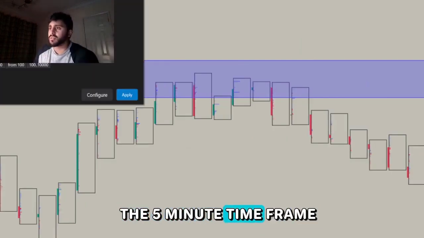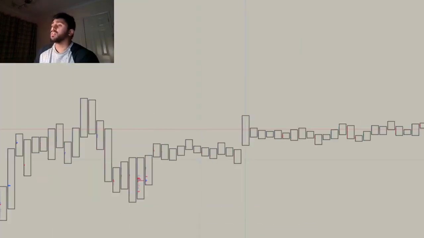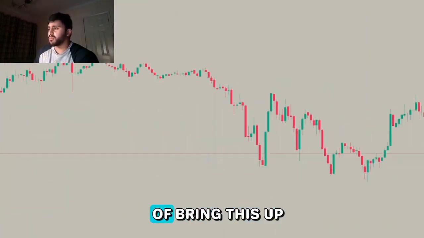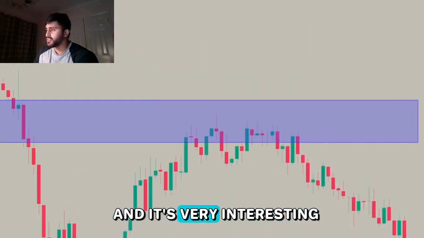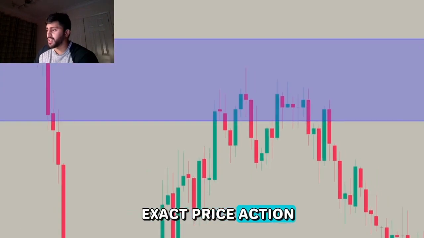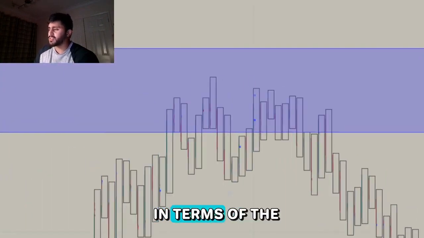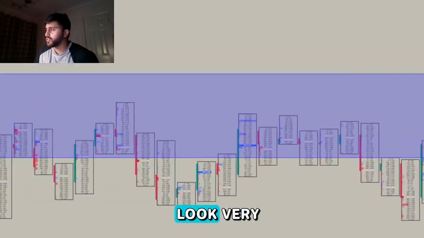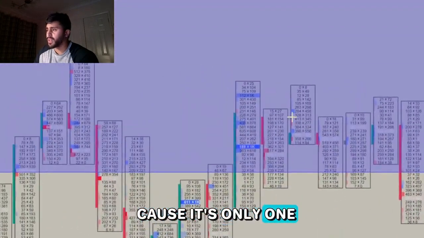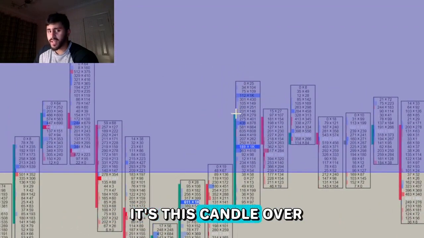Let's go down to the 5-minute time frame. On the 5-minute time frame, if we just bring this up, we are going to be dissecting price action in this region. And it's very interesting because it's the same exact price action. But when we break this down in terms of the buyers and the sellers, what do we see, right? I want traders to look very specifically because it's only one candle which gave this away. It's this candle over here, right?